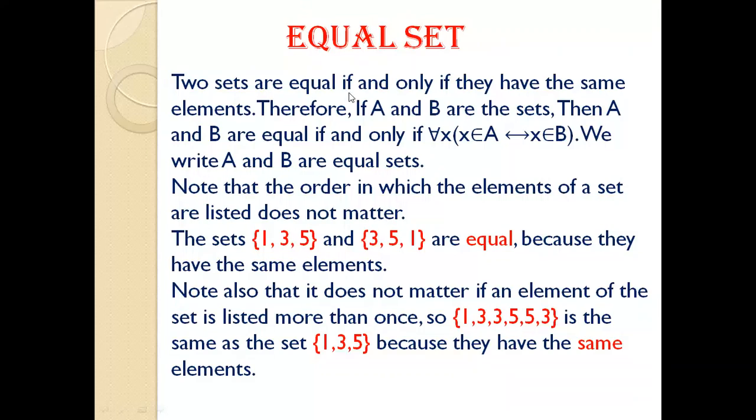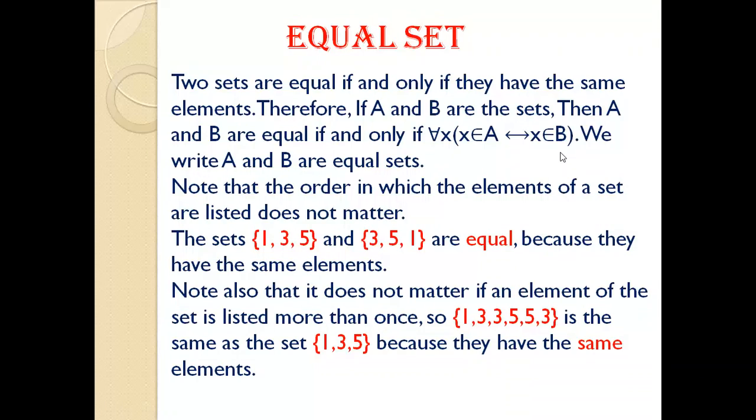Two sets are equal if and only if they have the same elements, meaning if both sets have the same elements like x belongs to A and x belongs to B, then we also call these sets equal sets, because x is an element of A and x also is an element of B.